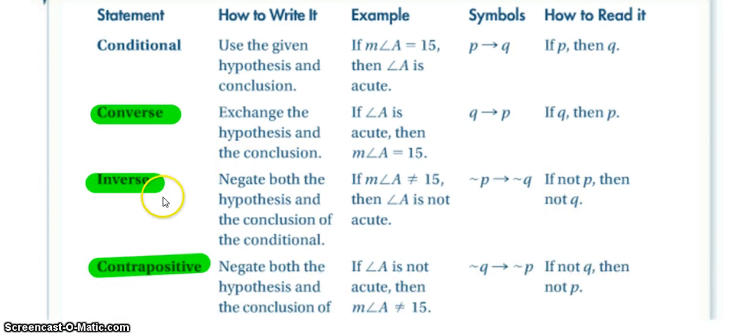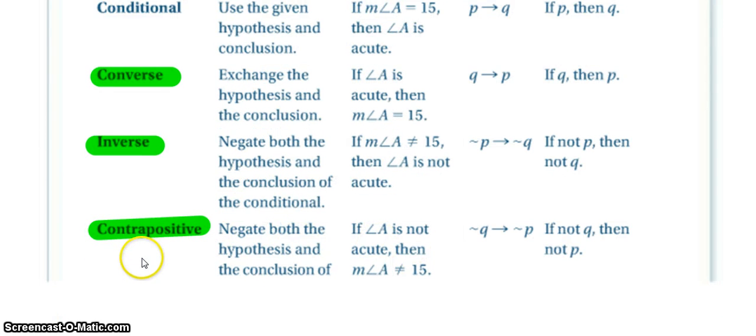The inverse of this original statement is the negation of P and the negation of Q. So notice, if measure of angle A is not 15, then measure of angle A is not acute. And yes, you're immediately thinking, but there's examples where it's not 15 and it is acute. I understand that, just hang on. And the contrapositive is essentially the inverse of the converse. So we negate both the hypothesis and the conclusion, and it's flipped around. So if A is not acute, then measure of angle A is not 15 degrees. And we read that if not Q, then not P.